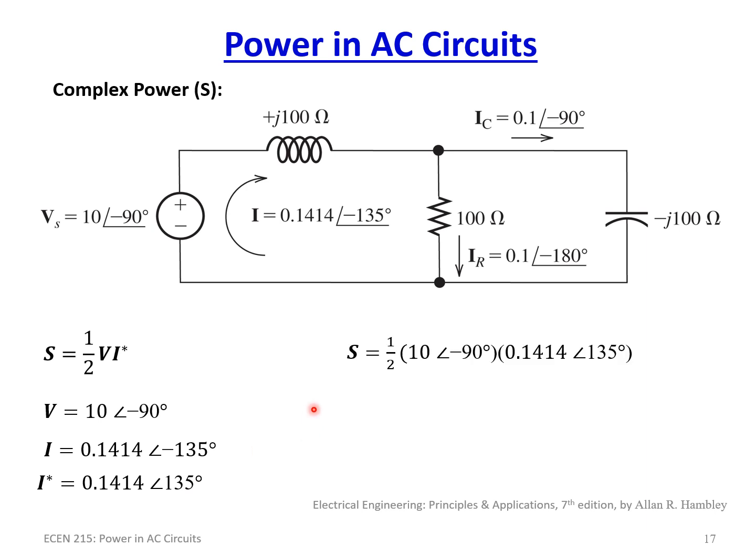So S is equal to 1/2 times 10 at a phase angle of minus 90 degrees, which is V, times the I conjugate, 0.1414 at a phase angle of 135 degrees. We do traditional math at this point because we've already taken the conjugate. So we multiply the 10 times the 0.1414, add minus 90 plus the phase angle 135 degrees, and of course divide the magnitudes by 2, and we end up with 0.707 at a phase angle of 45 degrees, in watts.